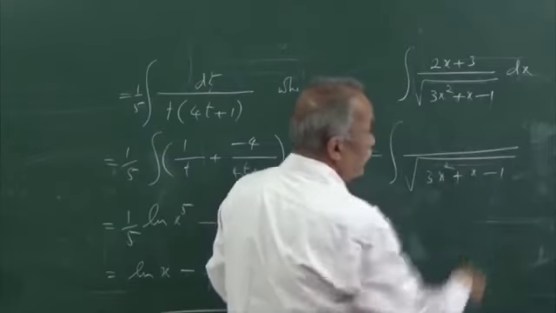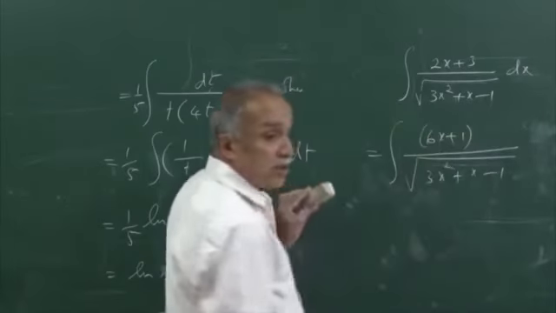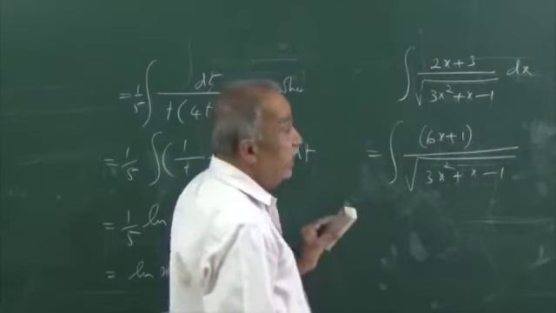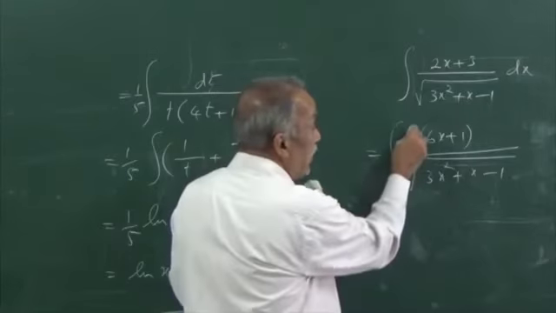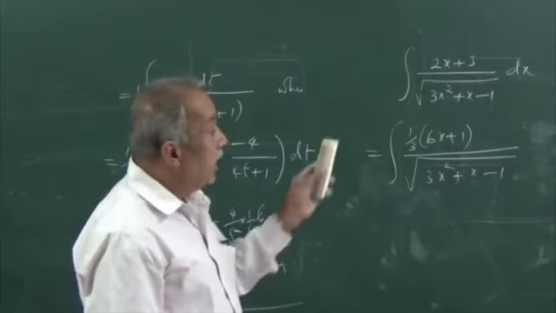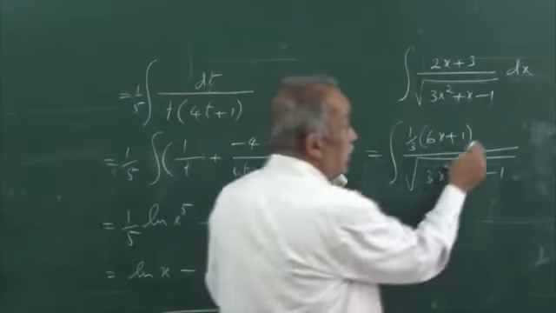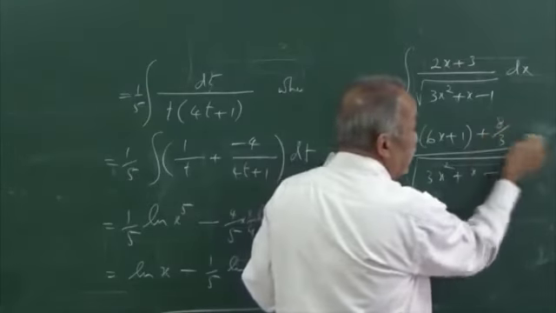What is the derivative of the quadratic under the radical sign in denominator? 6x plus 1. My expression in numerator is 2x plus 3, has x coefficient 2. To get that adjustment done over the x coefficient, get this multiplied by 1 by 3. As a result, constant term becomes 1 by 3. My requirement is 3. Little more is to be added to this. The quantity to be added is 8 by 3.